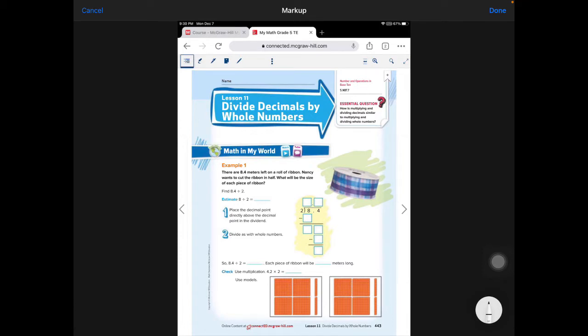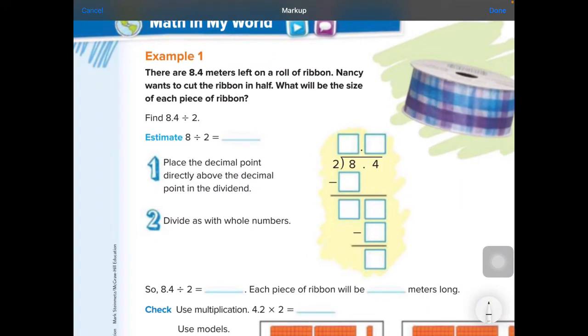We are on Chapter 6, Lesson 11, page 443. We are dividing decimals by whole numbers, and we're going to use a few models to help figure out some of these questions. Sometimes this helps people, sometimes it just makes it more confusing. So just follow along.